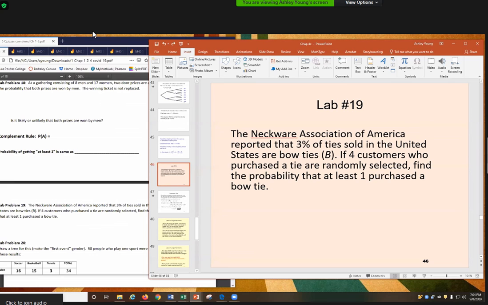And then Gavin walks in. What's the probability Gavin buys a bow tie? Again, 3%. Probability he doesn't, 97%. So I want to find the probability that at least one purchases a bow tie, which means I want to find the probability that none of them buy the bow tie. All right. 3 minutes, maybe less. Hop in your rooms and find that. And then we'll come back.